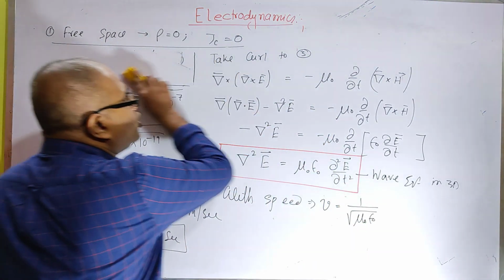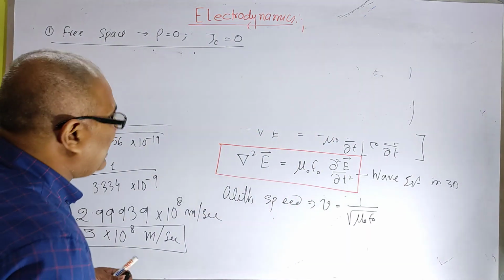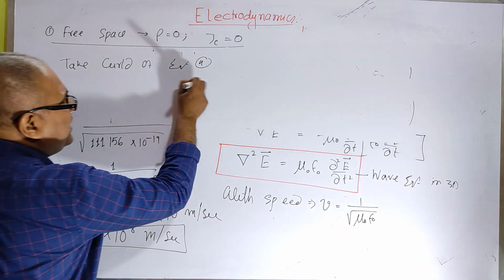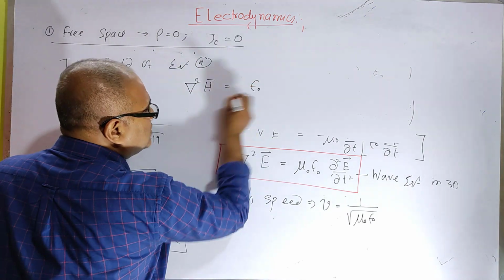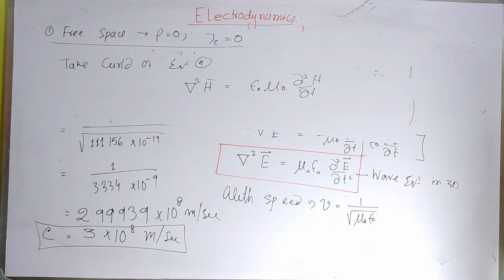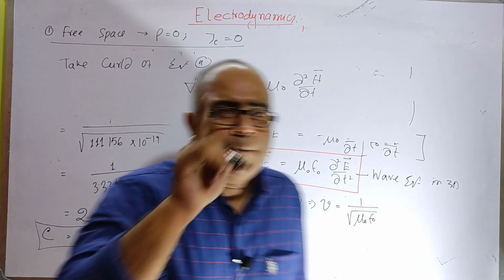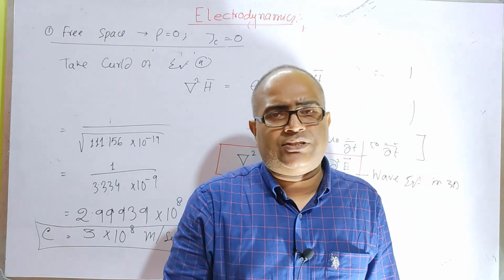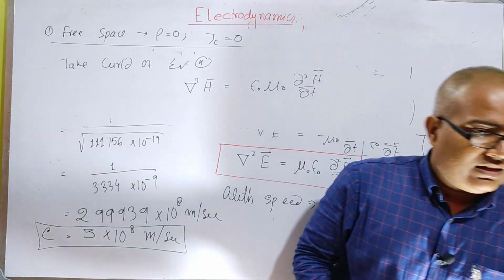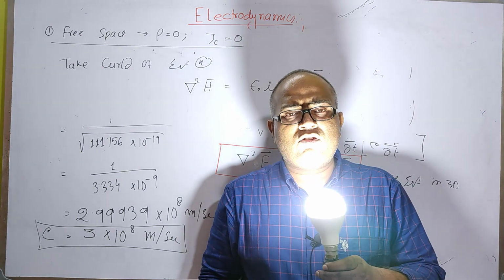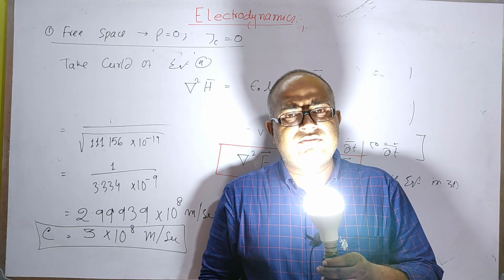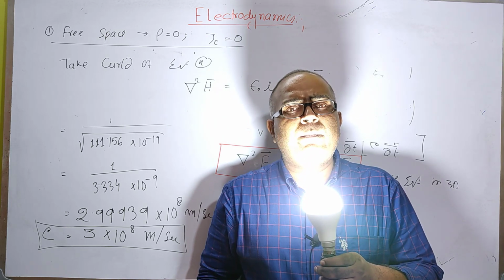This is your job. Immediately pause this video and take the curl of equation 4, and comment whether you get a similar expression for the magnetic field or not. If you get this sort of expression, then you have to conclude the magnetic field also must be one component of light. And now you can justify calling light an electromagnetic wave, and that is the first success of Maxwell's equations.